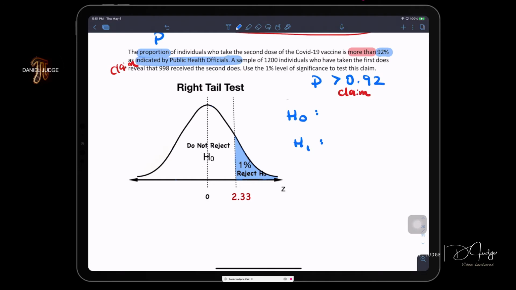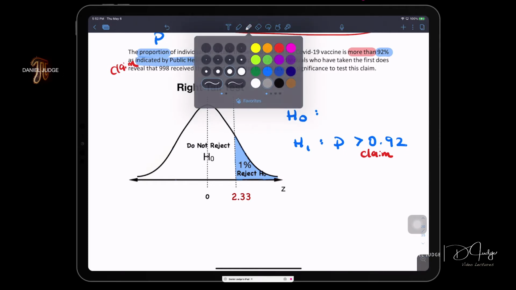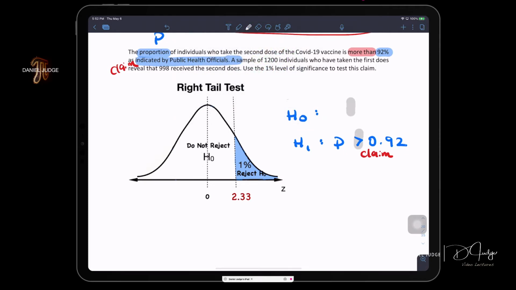So you have to look at this claim and you go, okay, is that a null or an alternate? That, ladies and gentlemen, lacks a condition of equality. So it's an alternate. But remember here, what you have to have is logical opposites. So this is going to be greater than, so this must be less than or equal. You have to have logical opposite statements there. So P is less than or equal to 92%. P is greater than 92%. Apologize if I said 90%.